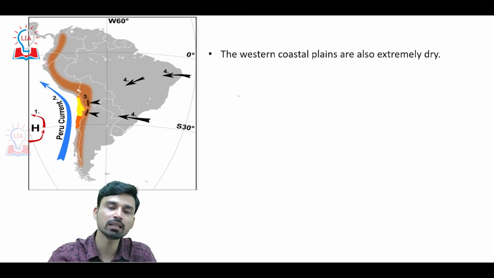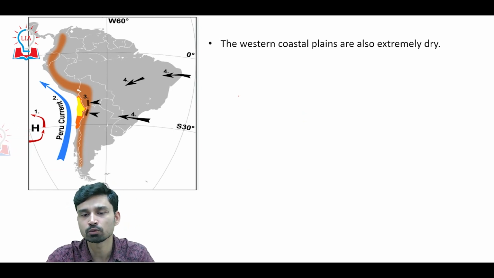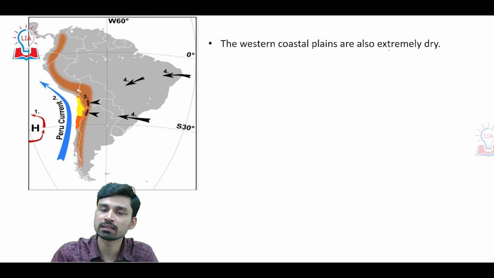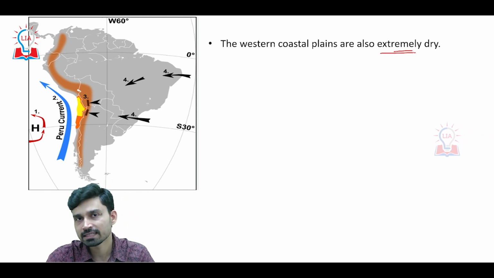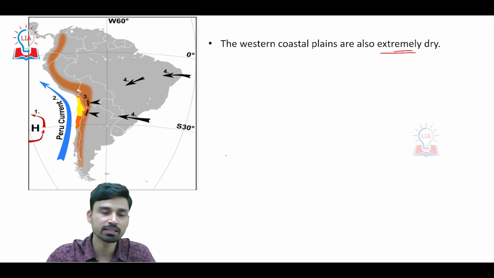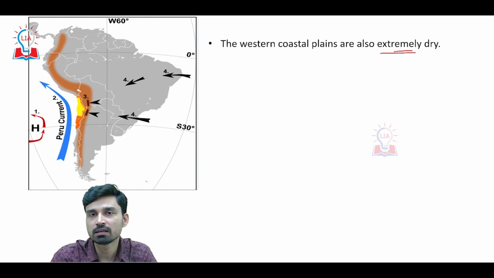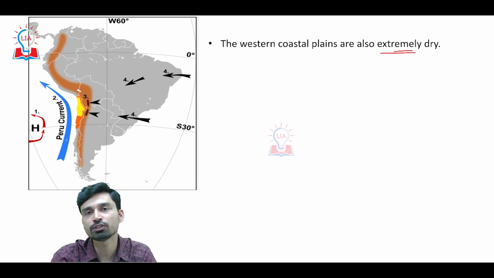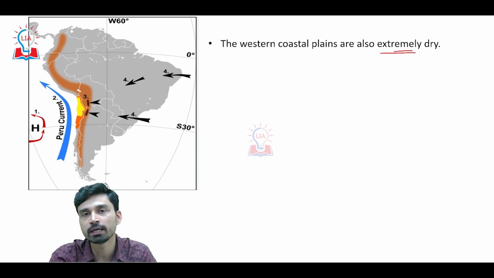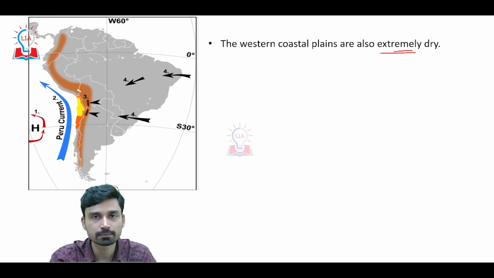On the other hand, if you look at the western part of the coastal plain of South America, these coastal plains are also extremely dry in nature. Now, why are these areas extremely dry? If we try to understand this from the map, the yellow region on the map represents the western coastal plain. The brown region, as we have discussed, is the long Andes mountain range. And nearby this coastal plain you have the flow of the current called the Peru current or Humboldt current, which is a cold current.